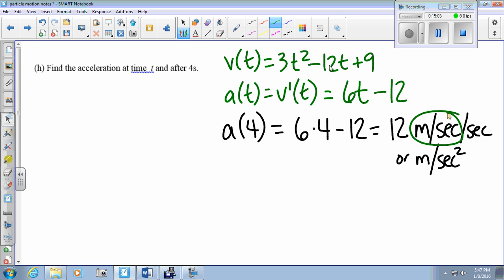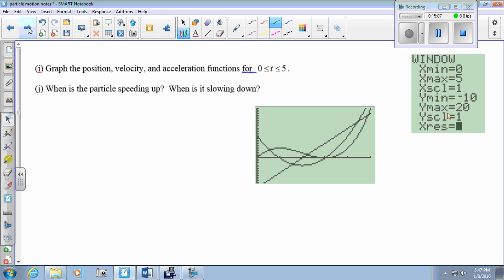Okay, now for the last two examples: graph the position, velocity, and acceleration functions. I used a calculator. The window is shown here, and this is the graph that you end up with, but let's label which graph goes with position, acceleration, and velocity. Our position, remember, was a cubic function, so it is the graph that is going up and down. This is S of t.